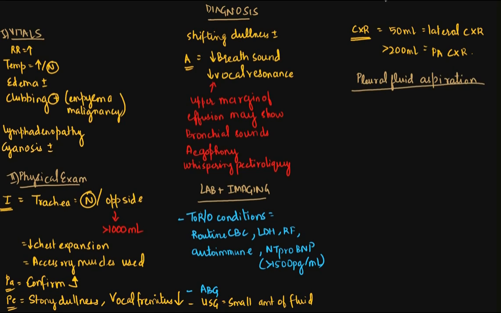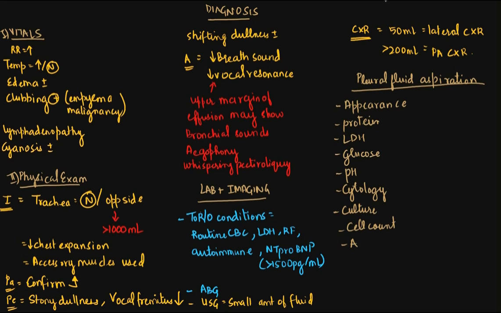Aspiration of pleural fluid is done and the following characteristics are noted: appearance, protein, LDH, glucose, pH, cytology for malignancy, culture, cell count, AFB and ADA. Now the normal values of pleural fluid are that the appearance is clear to straw colored, the glucose level is similar to plasma, LDH is less than 50% of plasma, and the pH value ranges from 7.6 to 7.64.